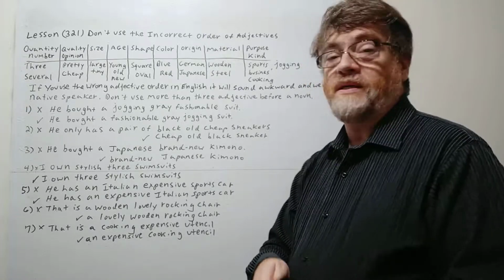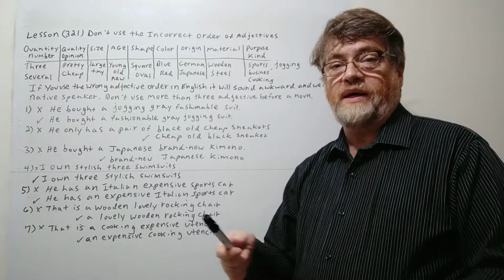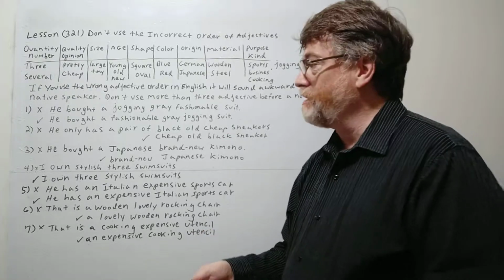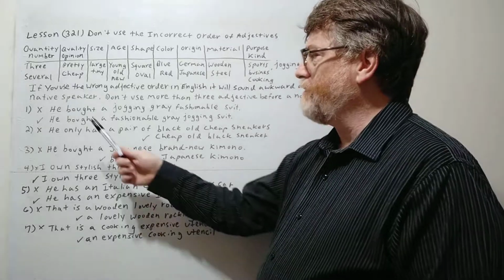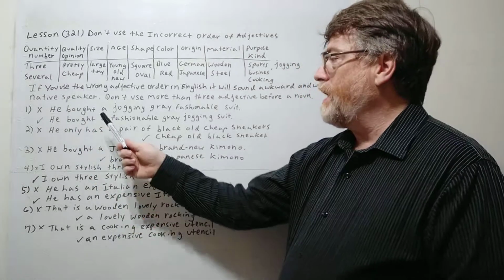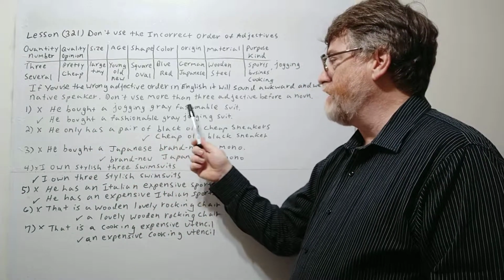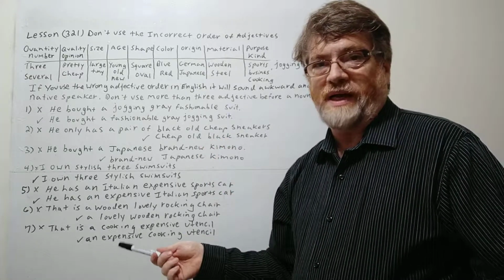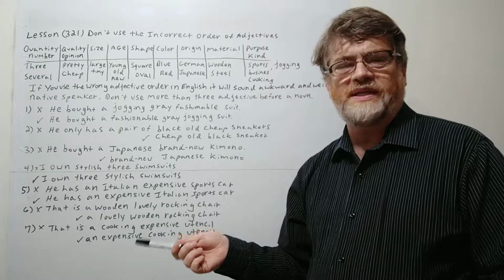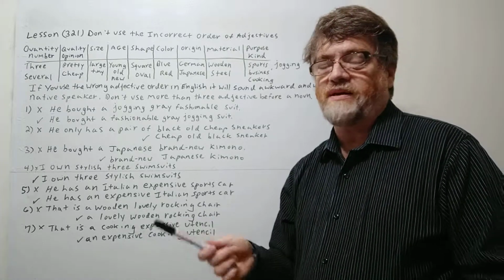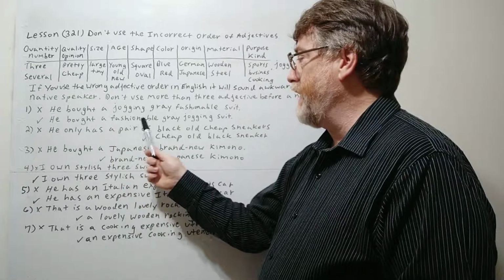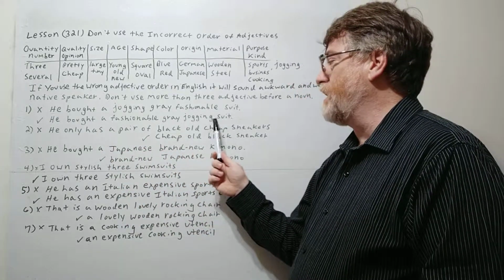All right, so let's look at some examples where we might use it, why it's wrong, and what's the right way to use it. Let's look at number 1 here. Of course, with the X, this is wrong. He bought a jogging gray fashionable suit. Again, to a native speaker, you instinctively know it sounds a little weird. Sounds off. So what should you say? He bought a fashionable gray jogging suit.